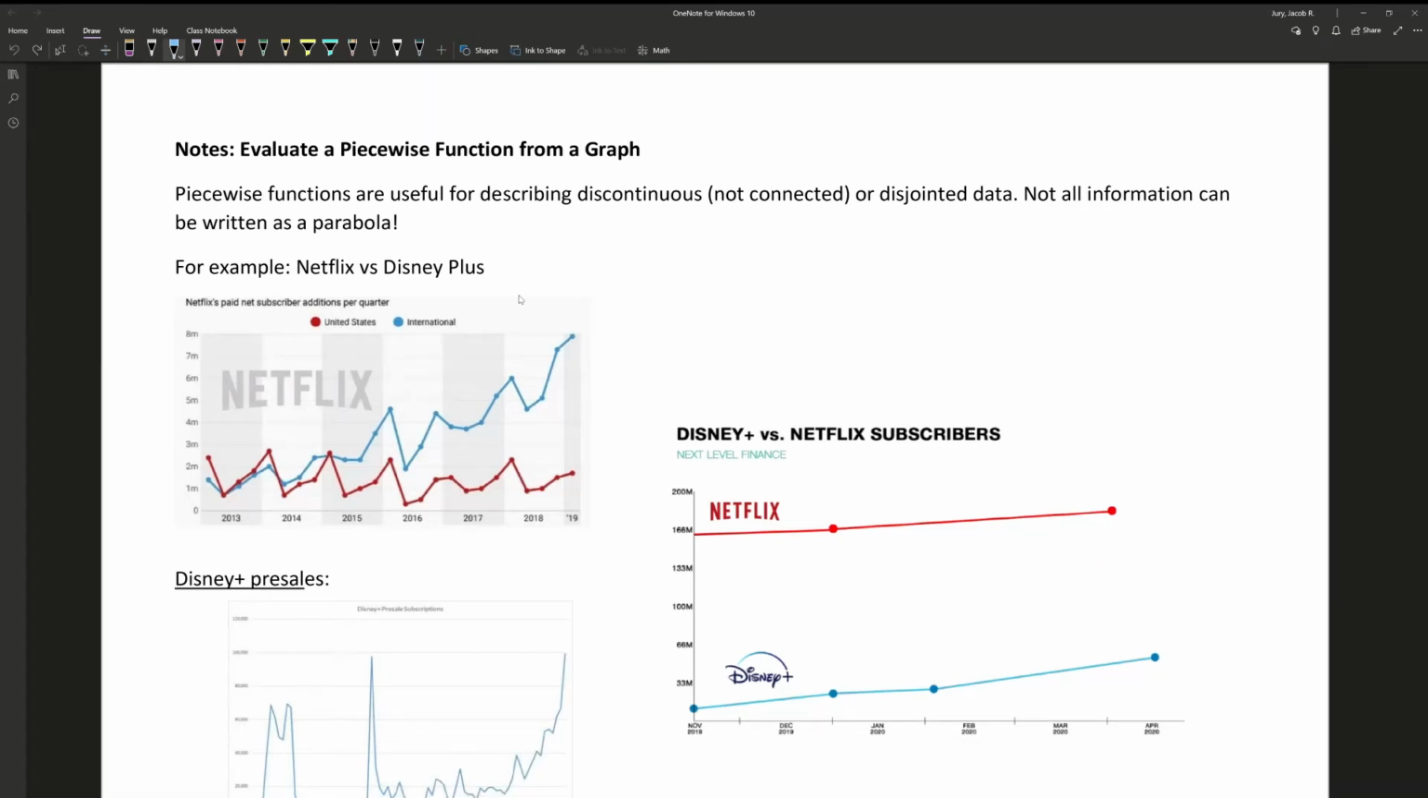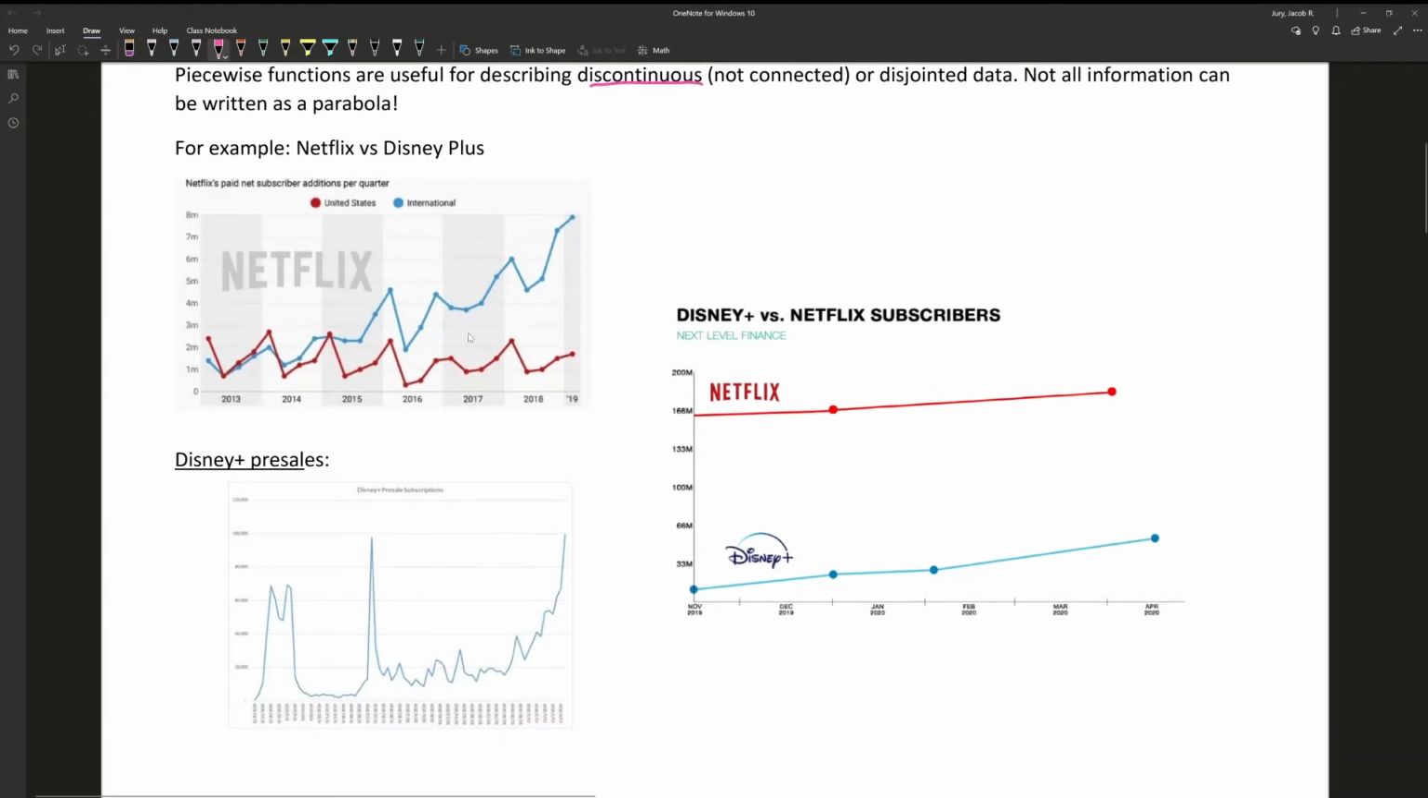Hello, welcome to Notes on Evaluating Piecewise Functions from a Graph. I wanted to talk about piecewise functions in the context of some real-life data. You'll notice that piecewise functions have a lot of pieces, so they're useful for describing discontinuous or not connected or disjointed data. Not all info can be written so nicely with one graph, like a parabola, for example.